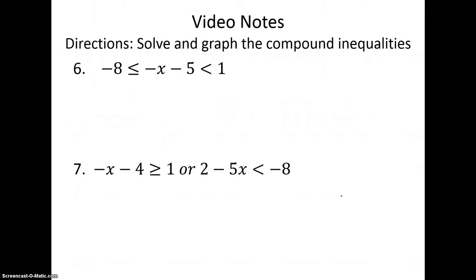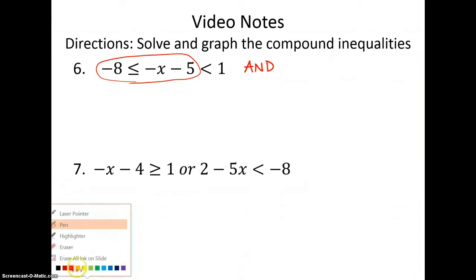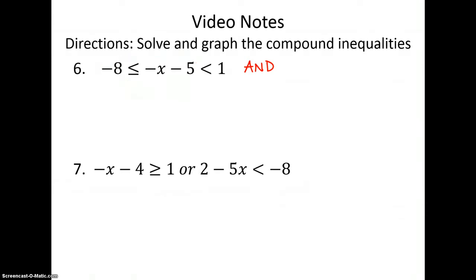Number 6. These are called compound inequalities. Number 6 is called an and inequality because there's 2 pieces here. We've got the left side, which you can think of as this inequality, or the right side, which would be this inequality, but we put it into one large inequality, which is why it is called a compound inequality. So when we do these, it's really important that your focus is right here in the middle.